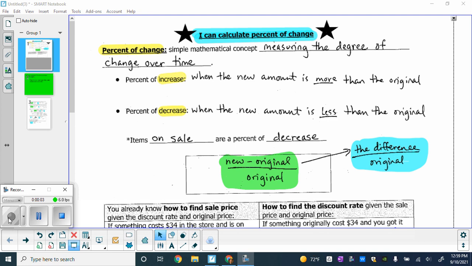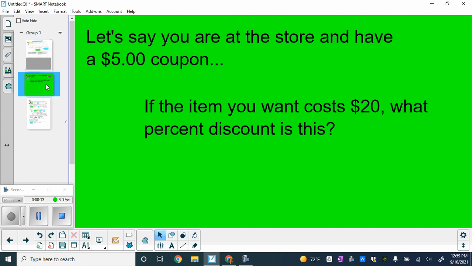Hey everybody, in this video we are going to be talking about how to calculate percent of change. And I've got some vocab here for you guys in a second, but first let's just put the pencils down and think about this for a split second, okay? Let's say you're at the store and you have a $5 off coupon, okay? So $5 off. This could also be like a promo code online or whatever.